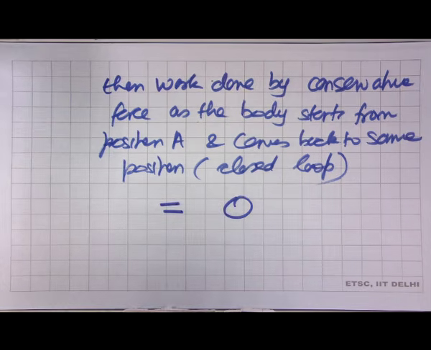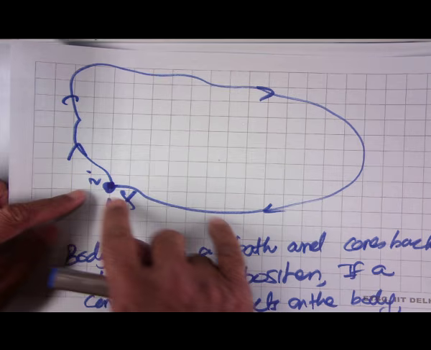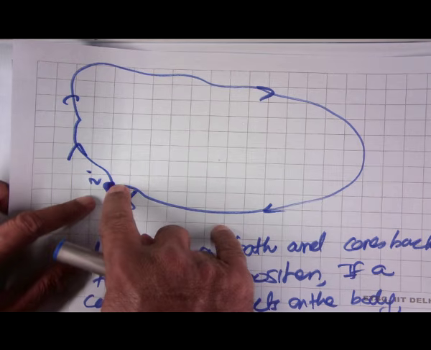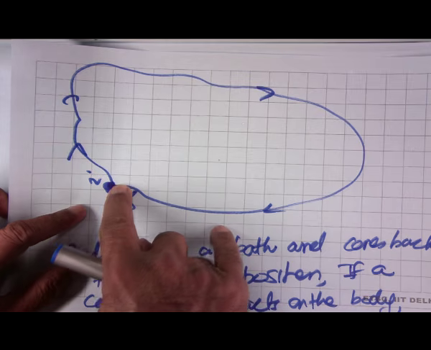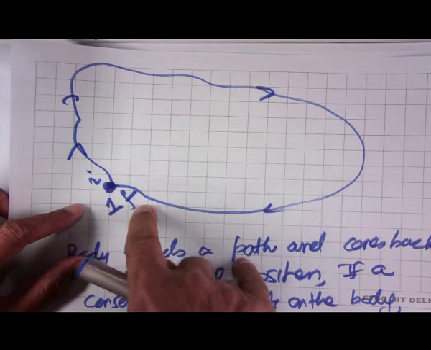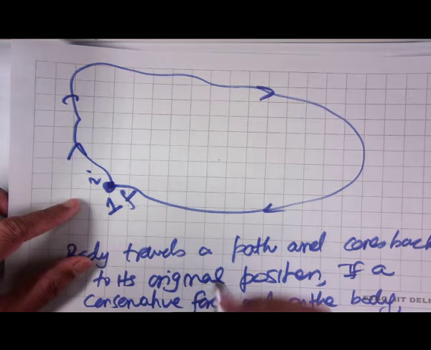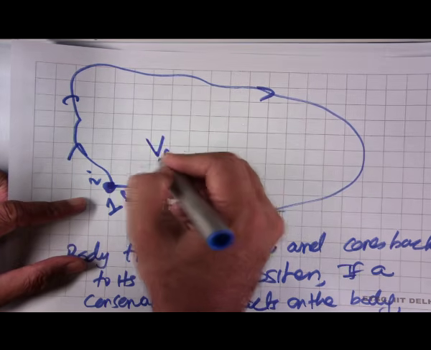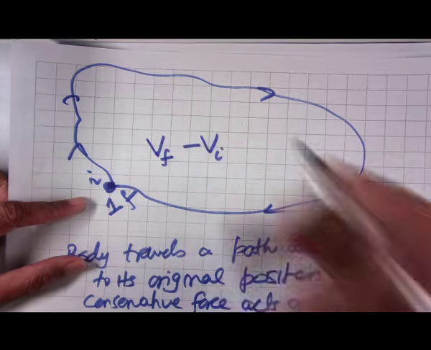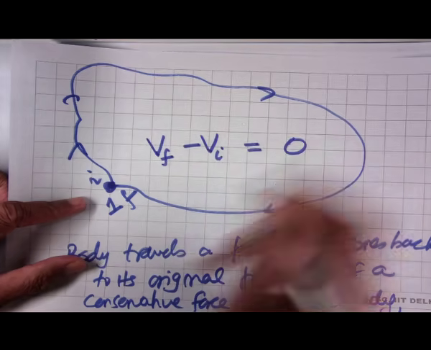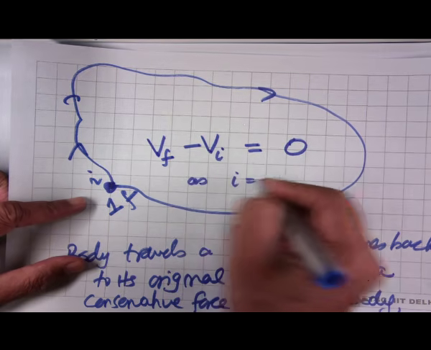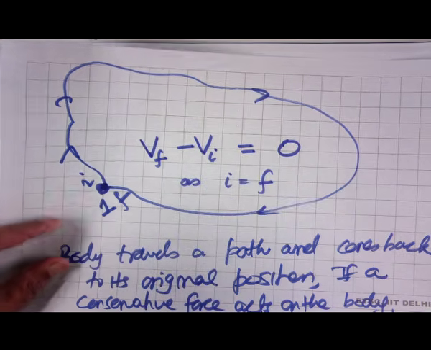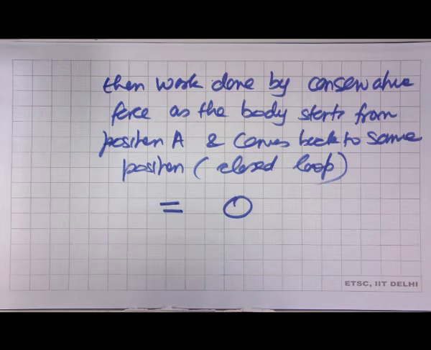Why? Because the work done can be written as change in potential energy, and potential energy is only a function of position. So, Vf minus Vi, the potential energy at the final point minus the potential energy at the initial point, will be equal to 0, as position i is the same as position f. So, the work done by a conservative force when the body moves in a closed loop is equal to 0.